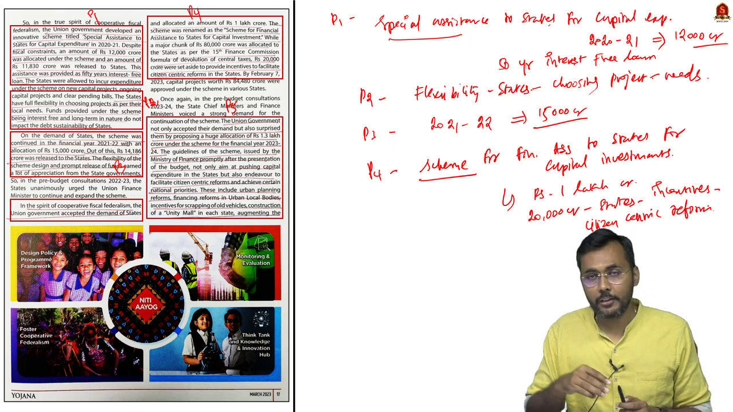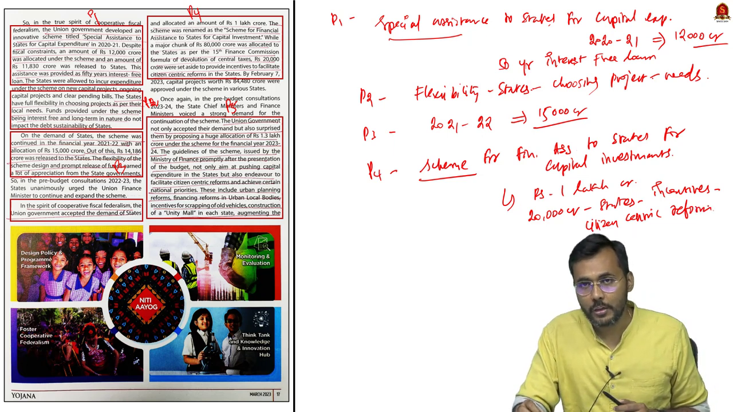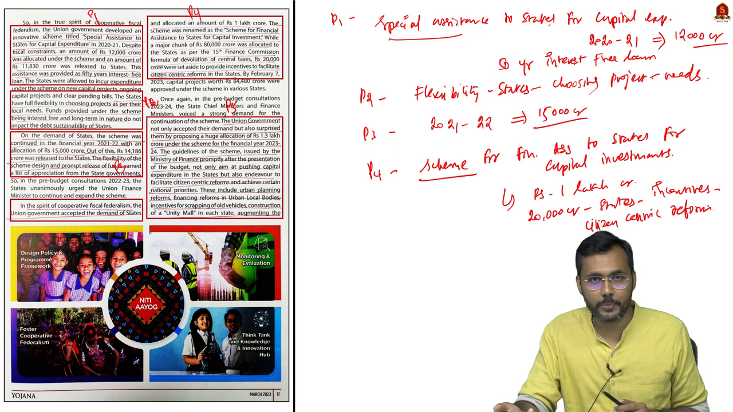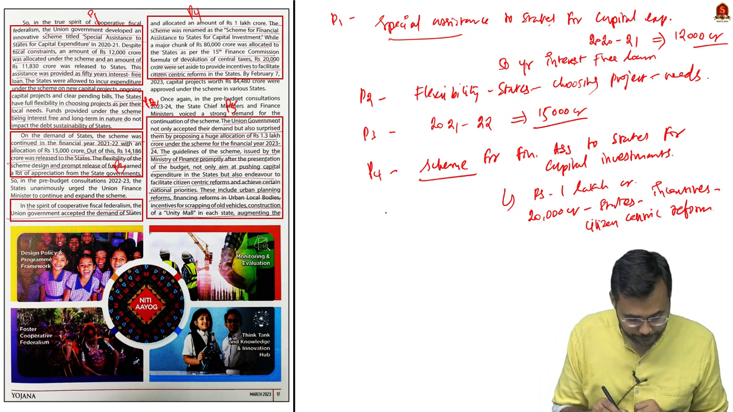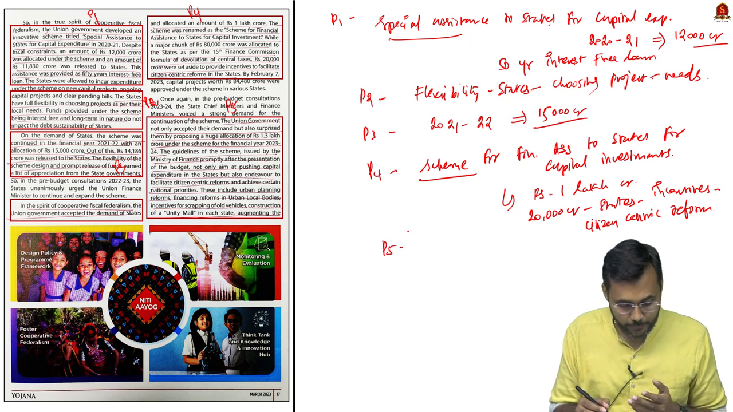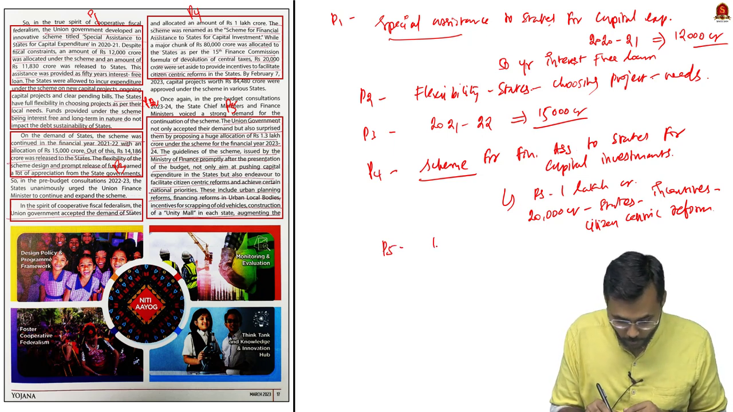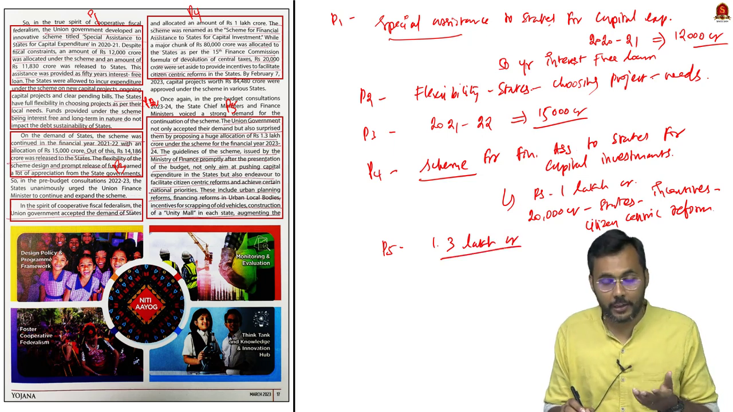If 1 lakh crore needs to be allocated for the capital expenditures of the state, that 20,000 crore is entirely based on incentives. That incentive is nothing but that they need to reform the systems at the state level so that it attracts more investments. So that is given in paragraph 4. And paragraph 5 primarily focuses on the current budget, which says that under the scheme right now 1.3 lakh crore is being allocated. Again, 30,000 crore is being enhanced.